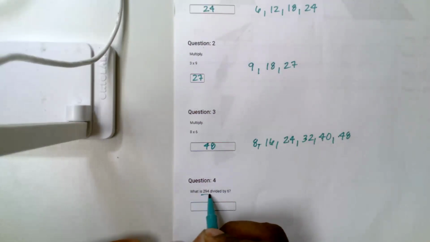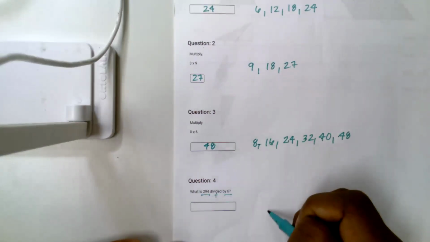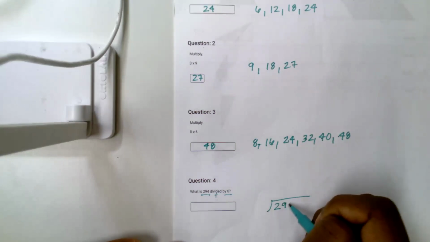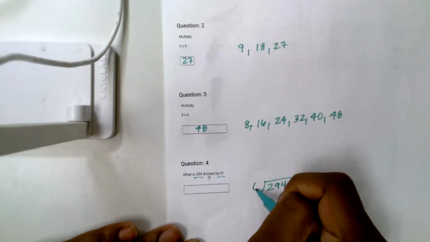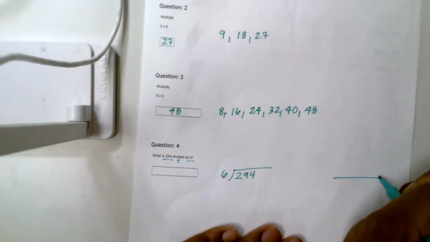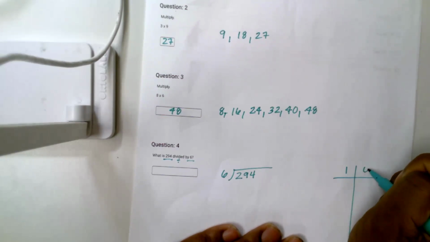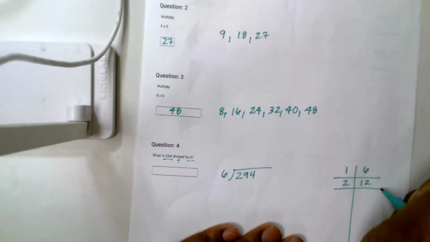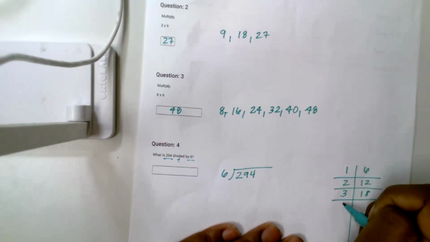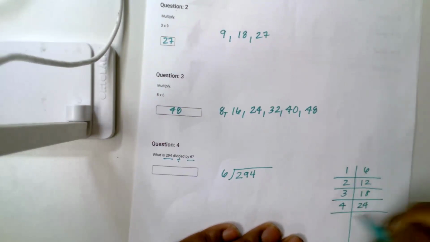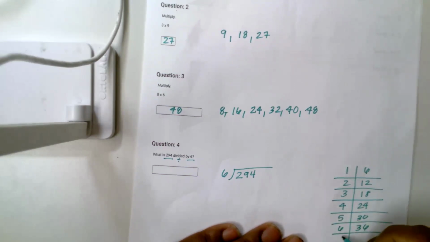This says 294 divided by 6. 294 goes under the house. 6 goes outside of the house. Create your ratio table. 1 group of 6 is 6. 2 is 12. 3 is 18. 4 is 24. 5 is 30. 6 is 36. 7 is 42. 8 is 48.